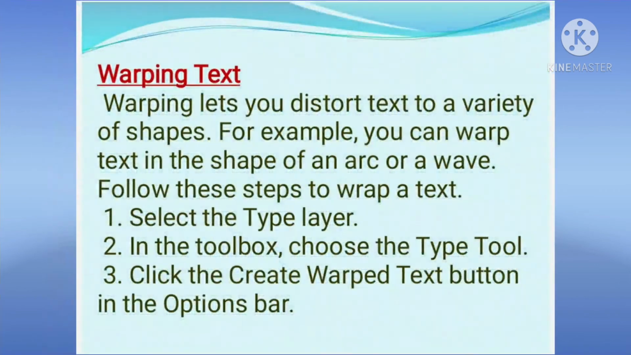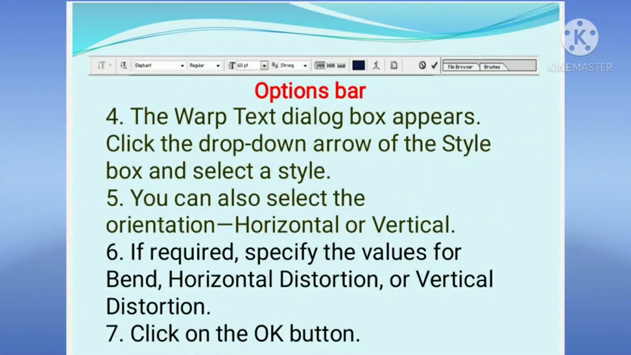Now let us learn how we can wrap a text in a variety of shapes like an arc or a wave. We have to follow these steps to wrap a text. First, select the type layer. Second, in the toolbox, choose the type tool. Third, click the Create Warp Text button in the options bar. In this image you can see the options bar.